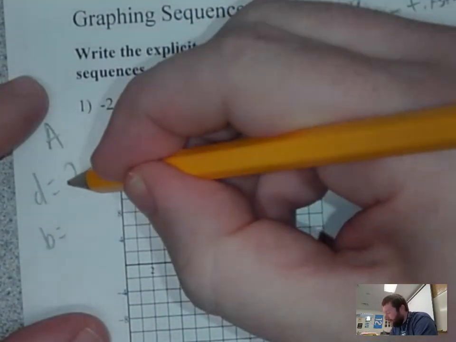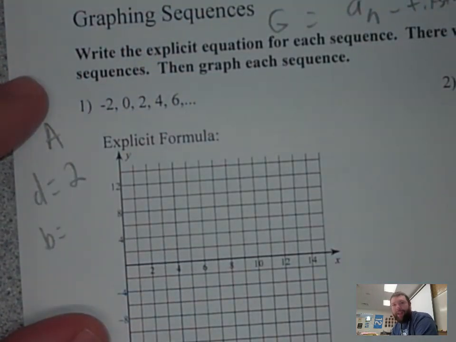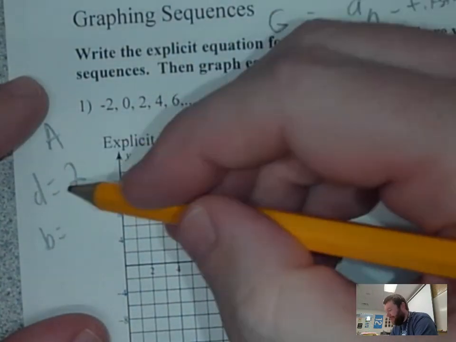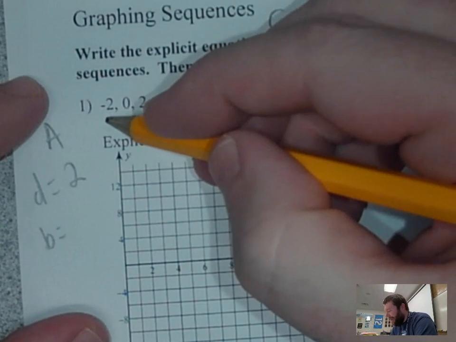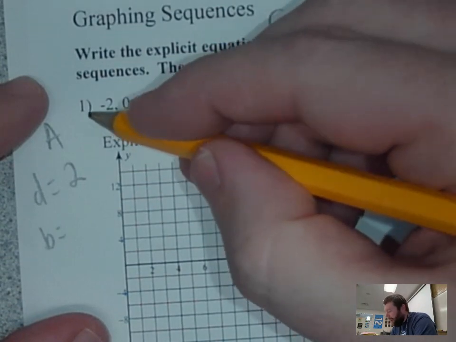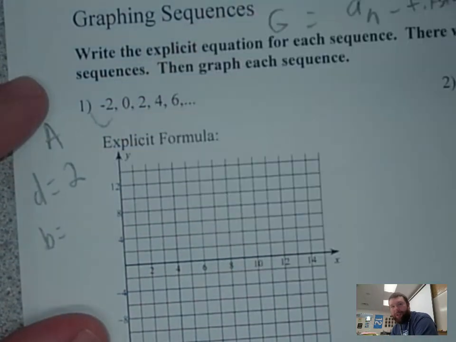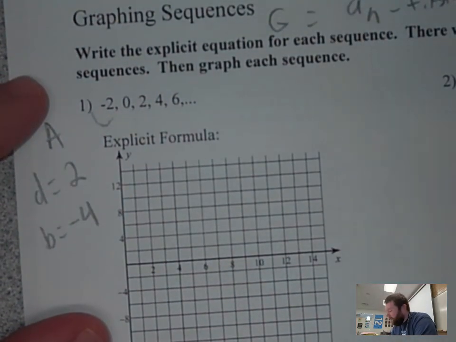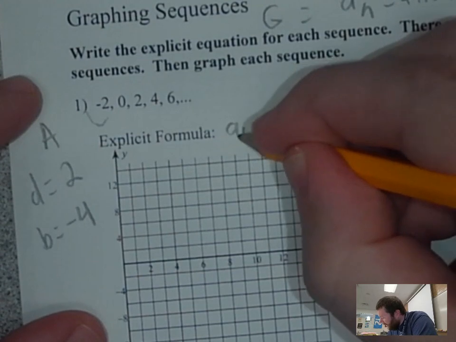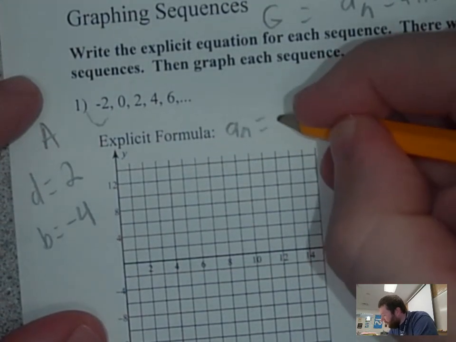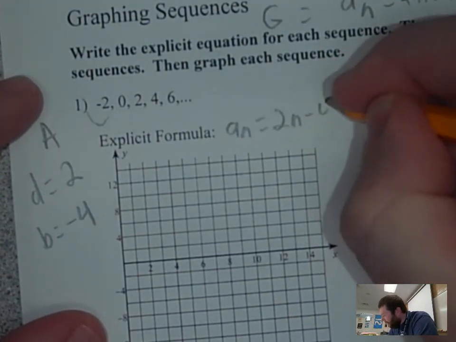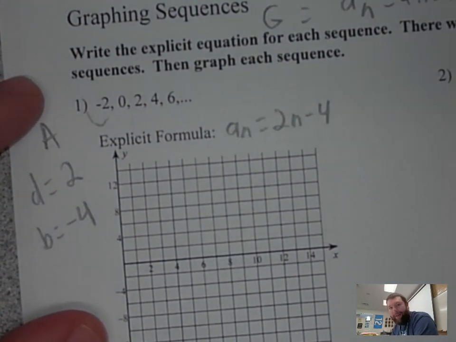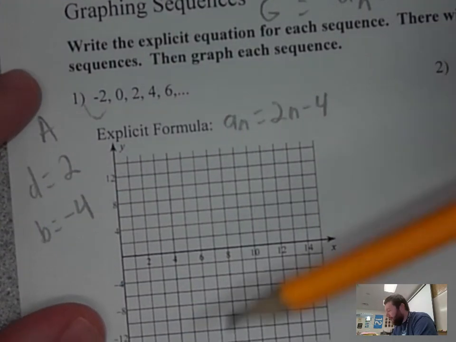So the difference is going to be positive 2. And then to get the zero term, you go back from the first term the same amount as your difference. So I'd go back 2 from -2, which is -4. So you would get -4 for your zero term. So your explicit formula is a sub n is equal to 2n minus 4. That's my formula, and then to graph it, we're just going to plot these points.